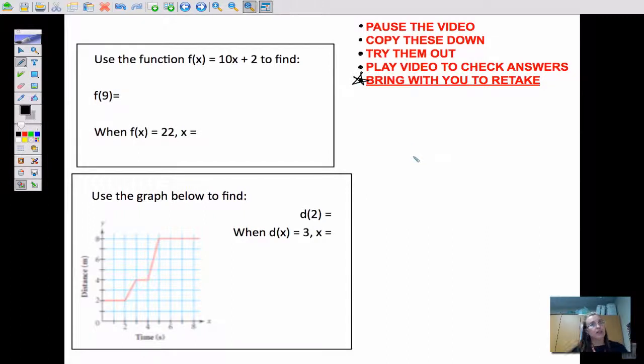So when you're ready to retake, you need to have a piece of paper with these problems, with the solutions checked for when you come to class. Okay? So go ahead and pause the video now. When you're ready, you're going to press play and check your answers.